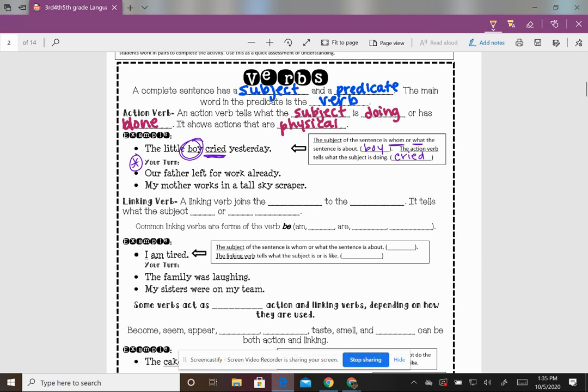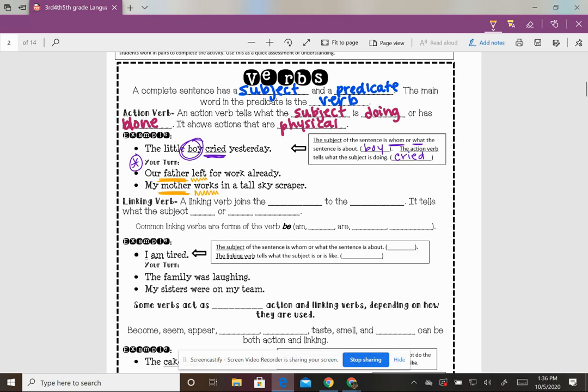All right, let's check and see how you did. Who or what is this sentence about? Our father left for work already. Well, you should have found that father was the person who left for work. And then what was the father doing? The father left. How about the next sentence? My mother works in a tall skyscraper. Who are we talking about? Mother. What does mother do? She works.